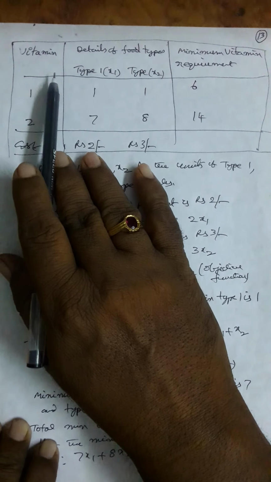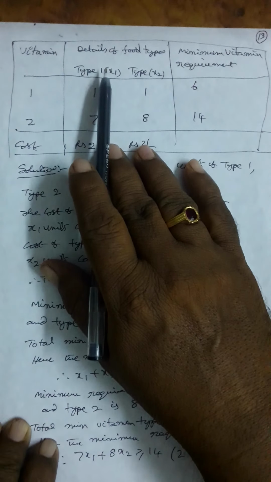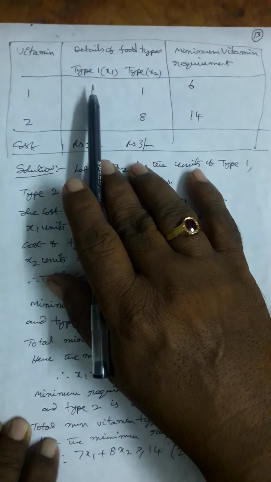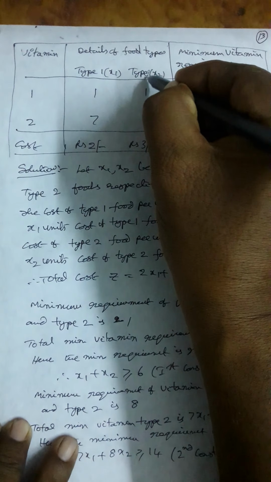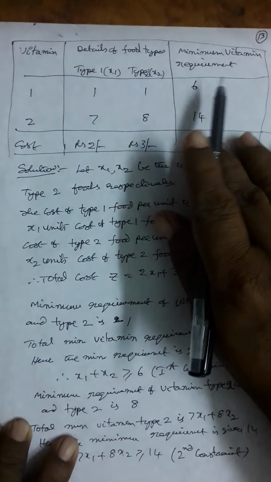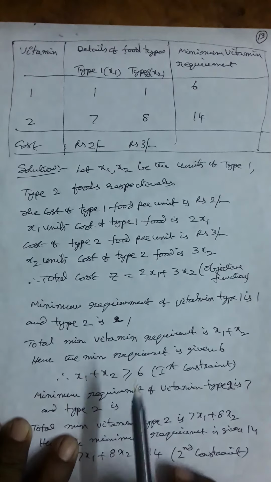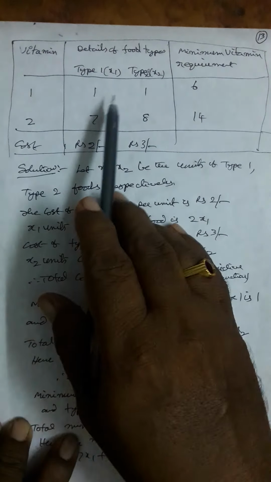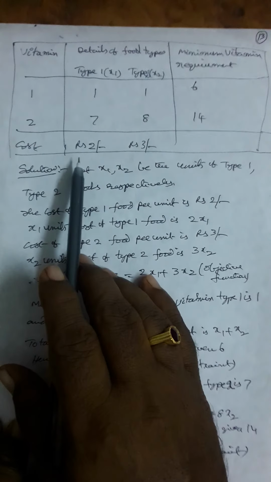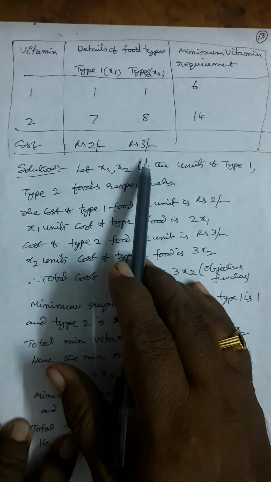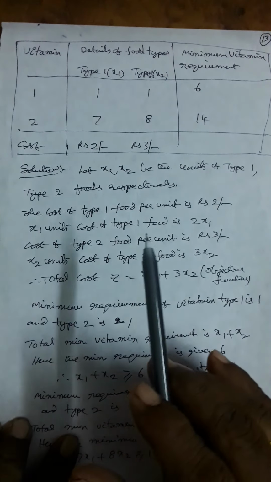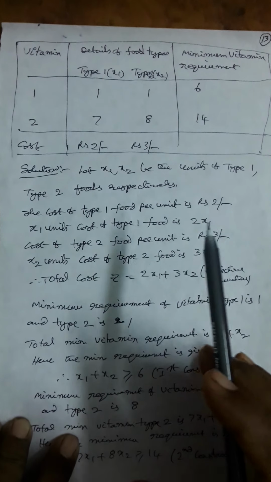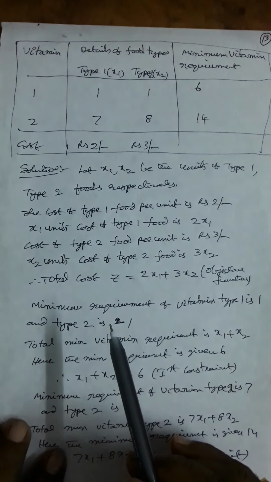So vitamin 1, 2. Details of food types: type 1, type 2. This is type 2. So the minimum vitamin requirement: 1, 2, 1, 7, 1, 8, 6, 14. Cost is rupees 2, rupees 3. Cost means we have to write minimum Z. Profit means we have to write maximum Z.